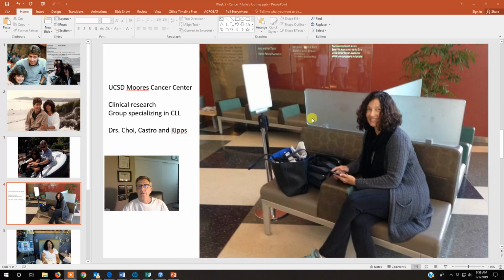Okay, this is UCSD Moores Cancer Center in San Diego. And if you ever get a cancer, you got to find out where the preeminent best facility is for your particular type of cancer, and that's where you go. Lucky for us, it was San Diego, and it wasn't that big of a hardship to go down there. This group specializes in her form of cancer called chronic lymphocytic leukemia. Here's Dr. Castro-Kipps, and Dr. Michael Choi is her primary physician. Okay. All right, what else do we have here?